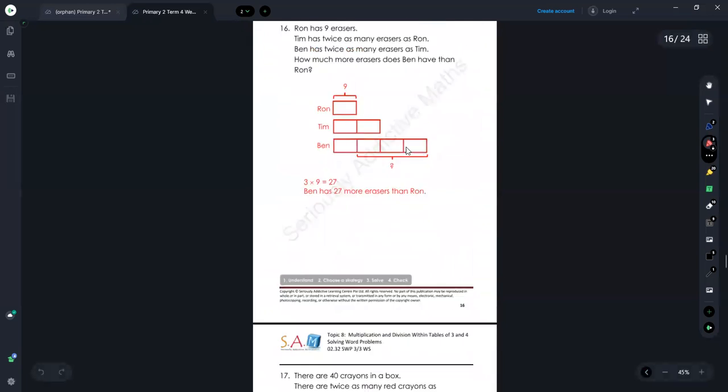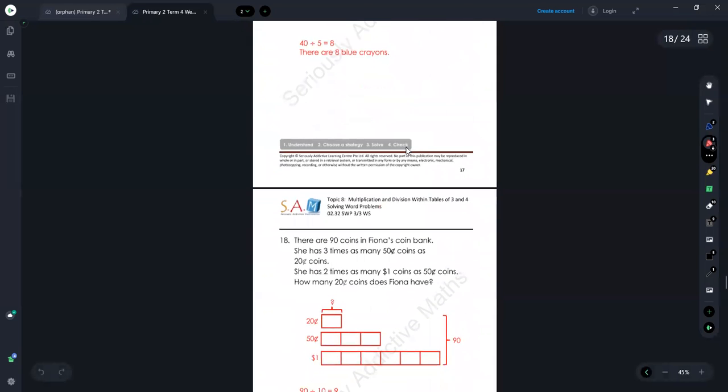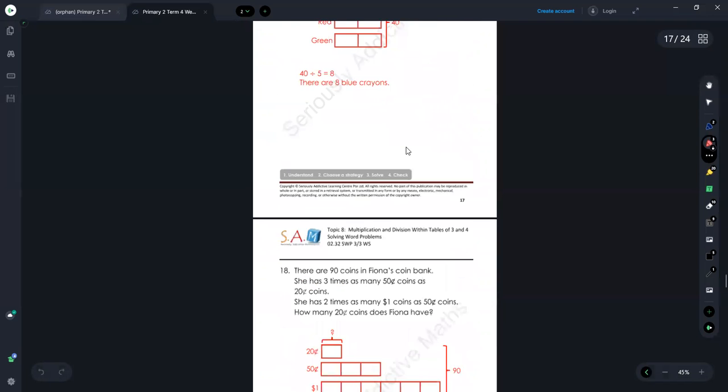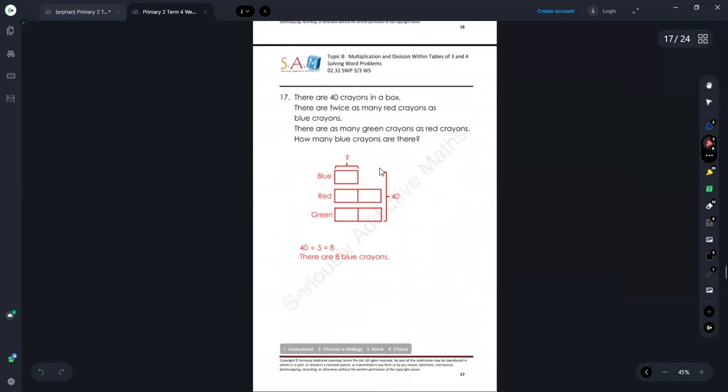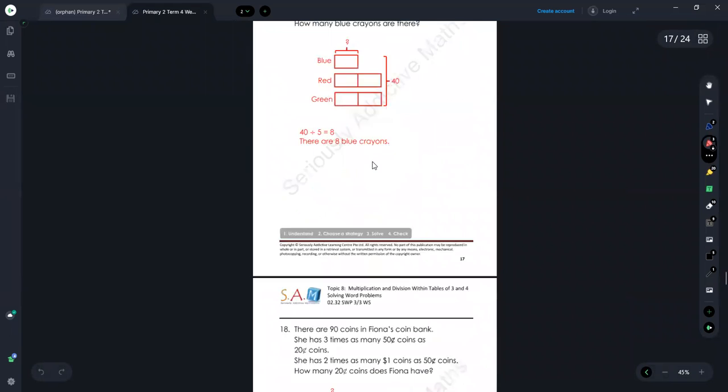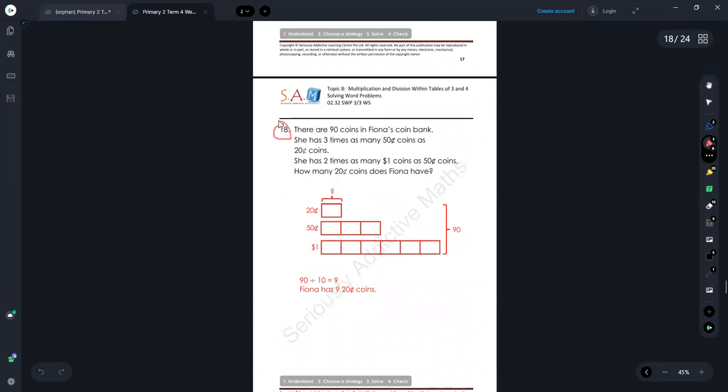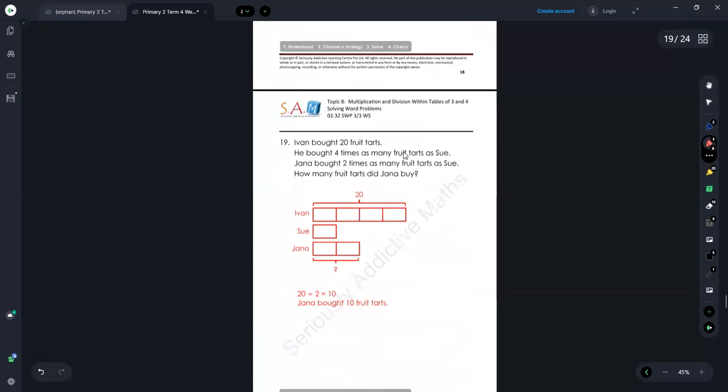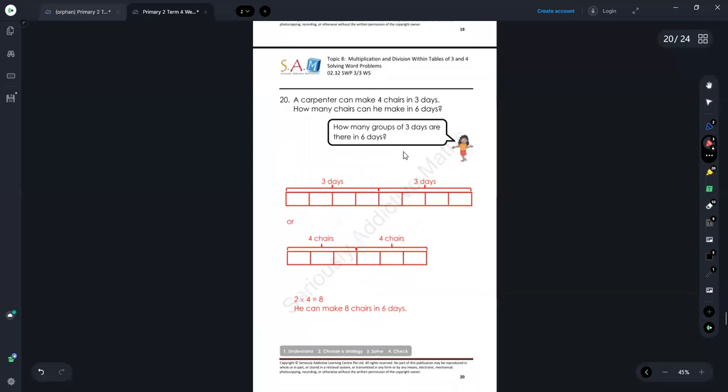It should be fine. Another question that I would like you all to take them through will be a more challenging one. You can actually get them to do question 17 as well. Do work with them. Question 18 you need to demonstrate, I think 18 is a bit challenging. There are 90 coins in Fiona's coin bank. Fiona has 3 times as many 50 cents coins as 20 cents coins. So they're going to get confused with where to label the 20 cents, the number of coins and where to label the values. So please help them out with this and take them through this. And then I think work with them on question 20 as well.